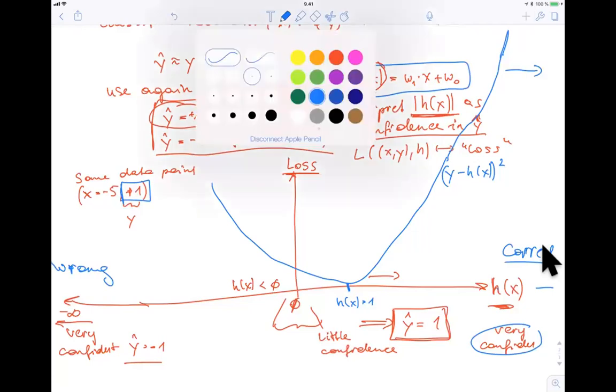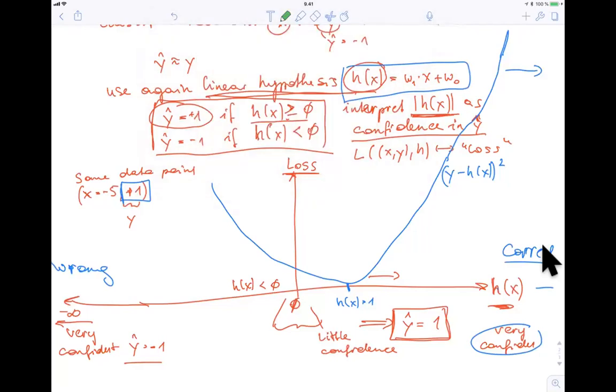We would like to have a loss function which, as it goes to the right, gets smaller and smaller, because the more right we are, our hypothesis delivers a correct prediction. It delivers y hat equal to one, which is correct since the true label is also one. And it's also very confident in the correct prediction. So we would like a loss function that has very small values towards the right. Okay.